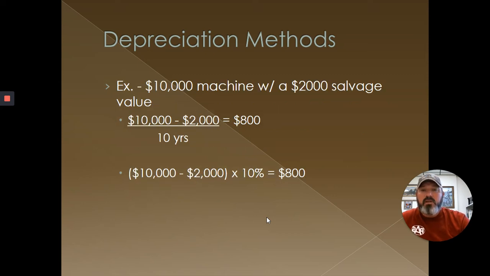Here's an example. Let's say we bought a $10,000 machine, doesn't matter what it is, and we know that it has a $2,000 salvage value and a 10-year useful life. So we take $10,000 minus $2,000 on the top side of the equation, 10 years on the bottom side of the equation, and that equals an $800 depreciated expense that we'll get to use over each of those 10 years, or as long as we have that asset in the fleet.